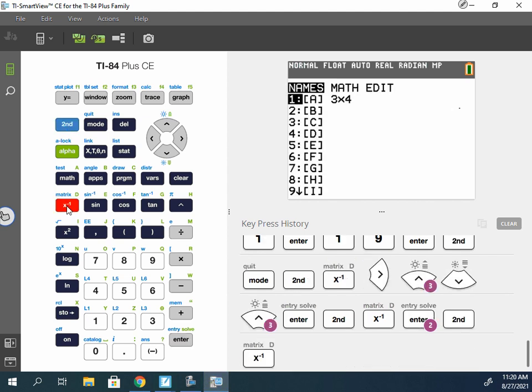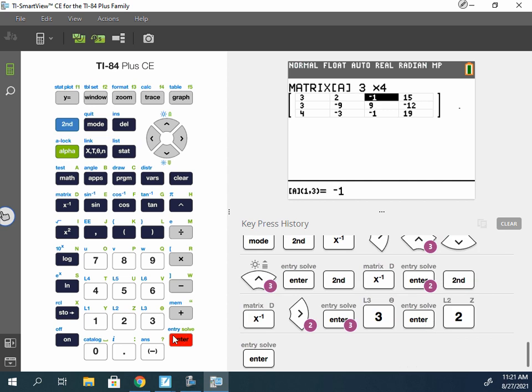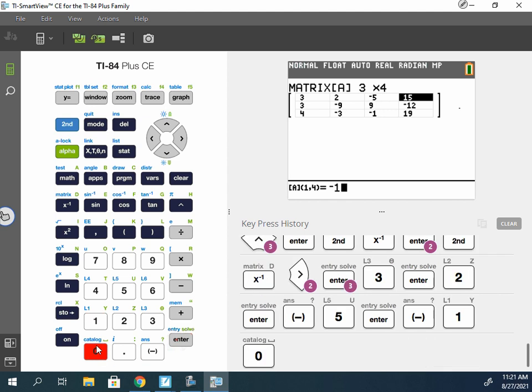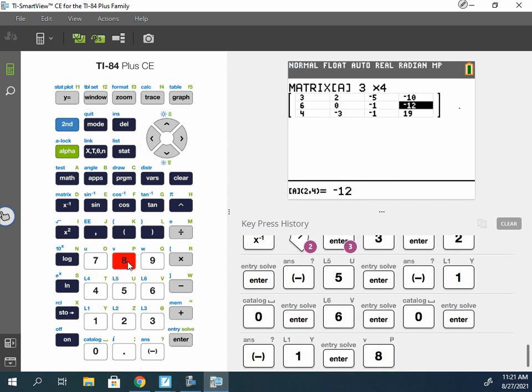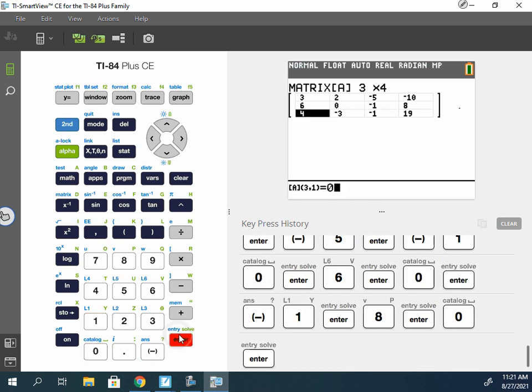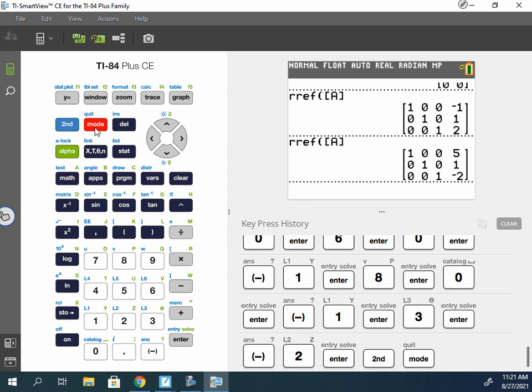So second matrix, we go over to edit. Now it's still a 3 by 4. So we have 3, 2, negative 5, negative 10, 6, 0, negative 1, 8, 0, negative 1, 3, and negative 2. So you've got it all typed in. And go second, quit.